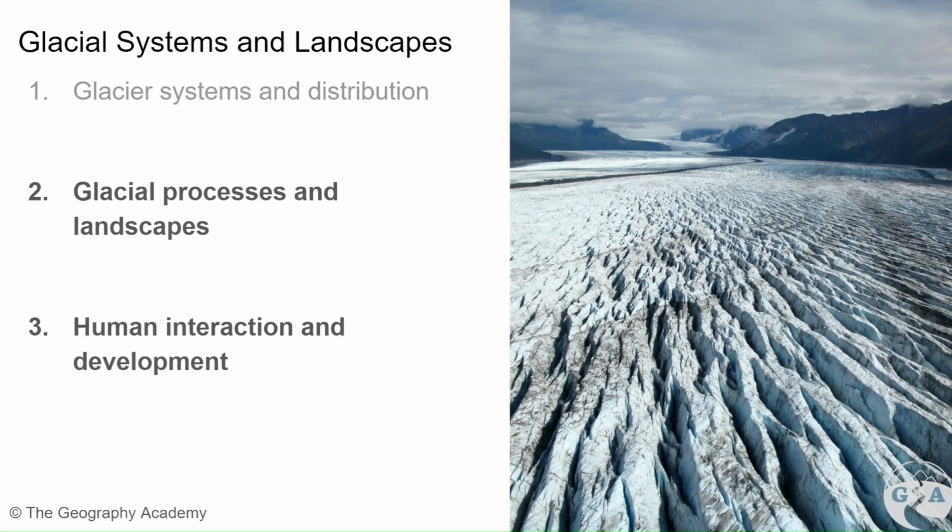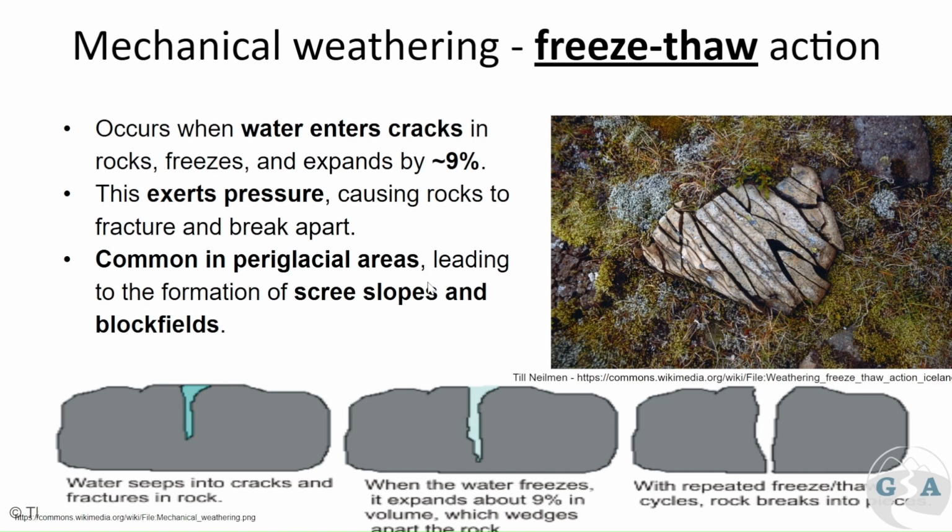Okay, we're on to part 2 of glacial systems and landscapes, and we're going to talk about the processes and landscapes here. You've got to know the characteristics first, so please go back and look at section 1 if you've skipped ahead to this section, just to make sure you've got everything in place and are prepared. We're just going to talk about a couple of processes.